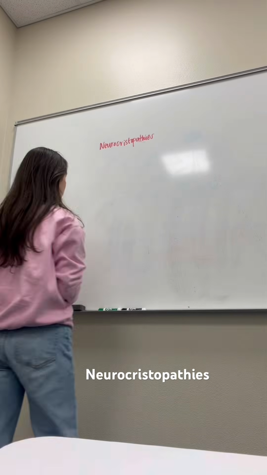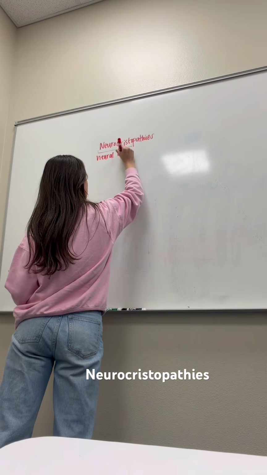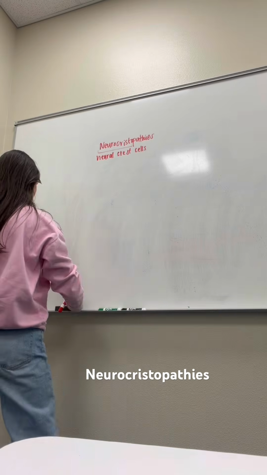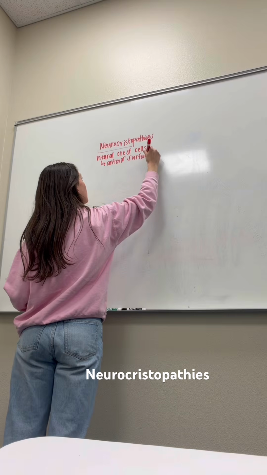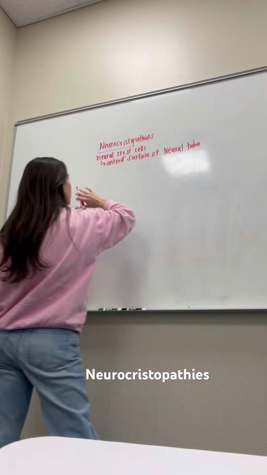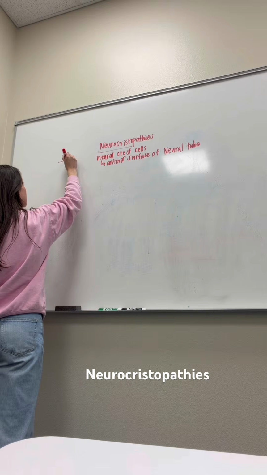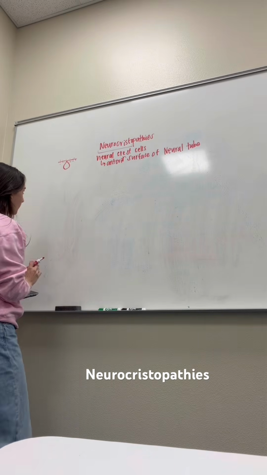Going to be talking about neurocristopathies. This is about neural crest cells. And neural crest cells are on the anterior surface of the neural tube before it's all closed up. So if you remember, this is the cross section of the neural tube. These neural crest cells are right here.